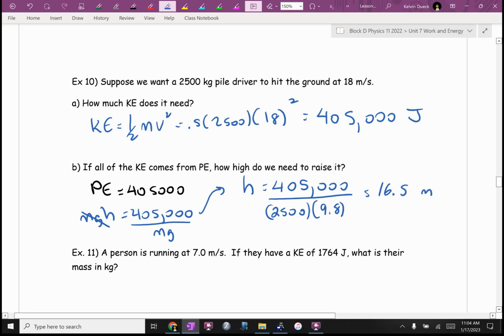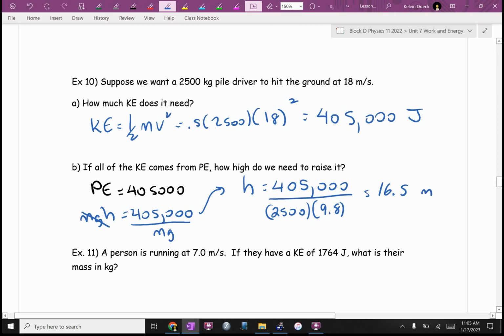That's meters. So here's the question. Suppose you walk out to the job site and you need 16.5 meters of height to drop this pile driver down, and you realize there's a tree in the way. It's overhanging, and it's an old tree. You don't have permission to cut it down. You can't raise the pile driver 16.5 meters. You can only raise it 12 meters. What can you do?